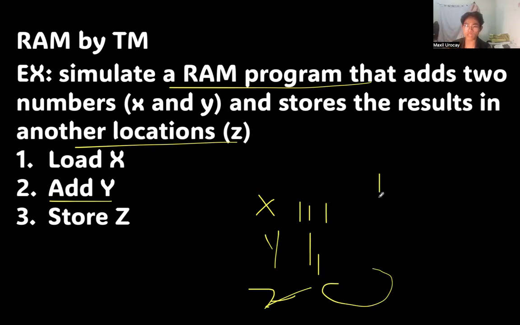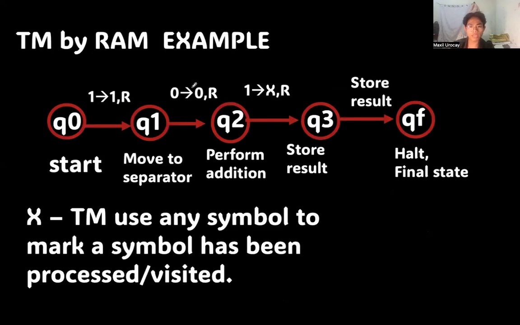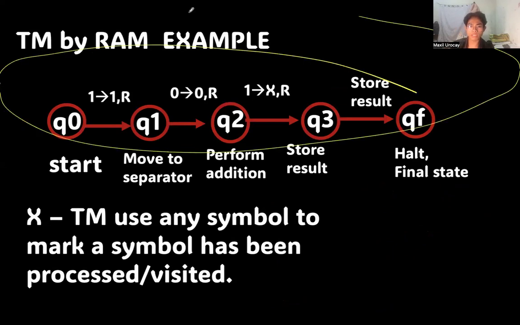So location 1, for example, will store X and location 2 will store Y, and we perform the addition and store that into our Z location. So let's go ahead and check it in here. We have here the representation.